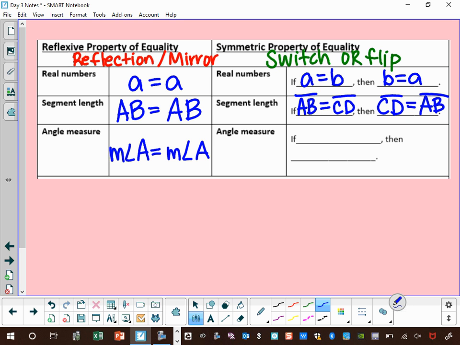And then for your angle measure, let's say the measure of angle A is equal to the measure of angle B. Well, with the symmetric property, that means the measure of angle B is equal to the measure of angle A. Once you guys have that copied down, you can go to lunch.